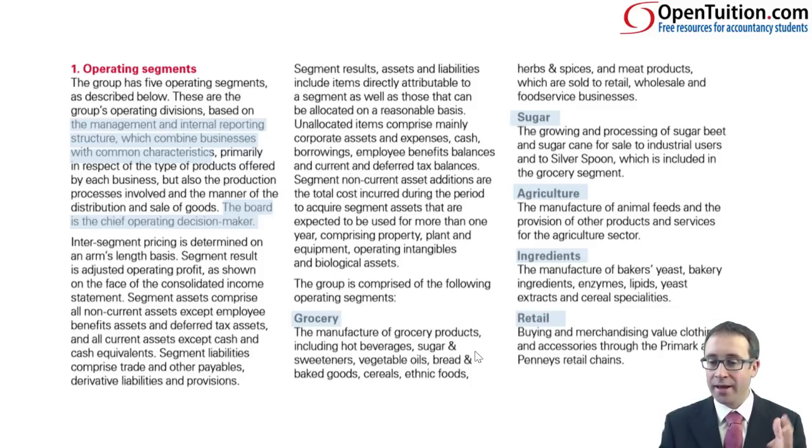And then the retail, buying and merchandising value clothing, through Primark and Penneys. I think Penneys is the retail chain located in Ireland. So the majority of it is Primark, but it's also Penneys as well. So that just gives you a bit of an example of what we need to go through and show in the real world what is actually disclosed.